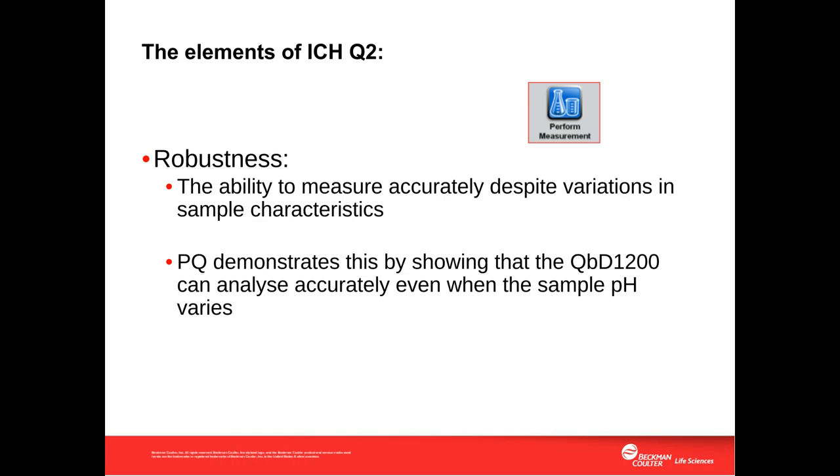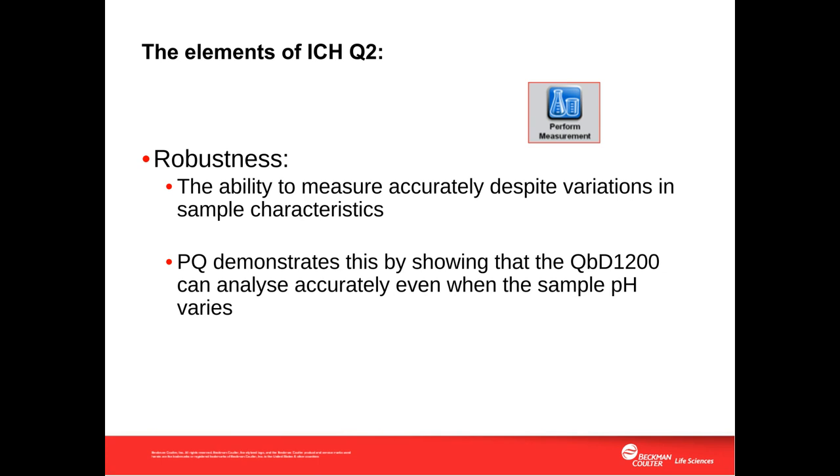So we'll now move on to robustness. Now, robustness, according to ICH Q2, is the ability to measure successfully despite variations in the sample characteristics. Now, as the QBD adds acid to the sample to encourage the CO2 to come out of solution and be measured as a gas, in theory, the pH of the sample might impact on the measurement.